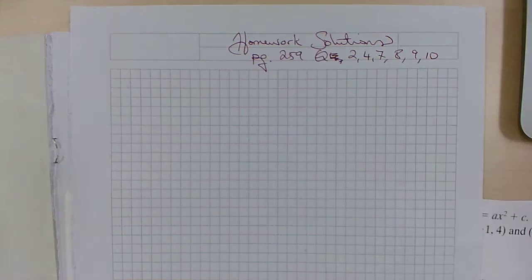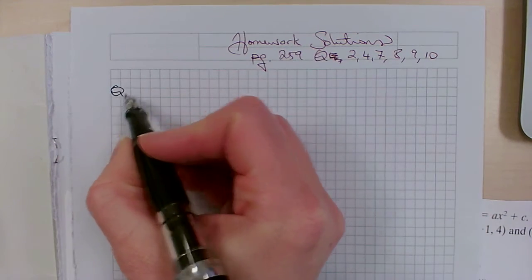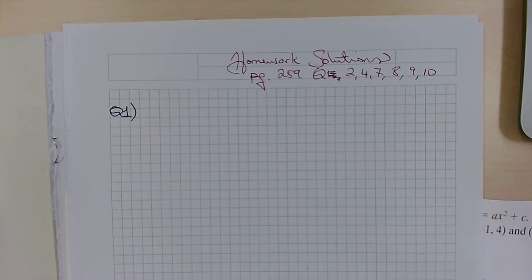So let's go through the solutions to the work that I assigned you yesterday. It was a lot of work on graphs of quadratic equations. Let's start with questions 2 and 4. You're asked to draw a rough sketch, and all I'm really looking for here is for you to have the shape and the intercepts correct.